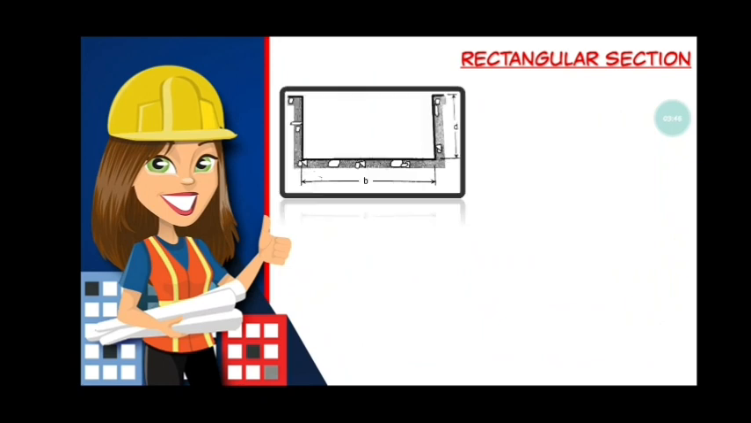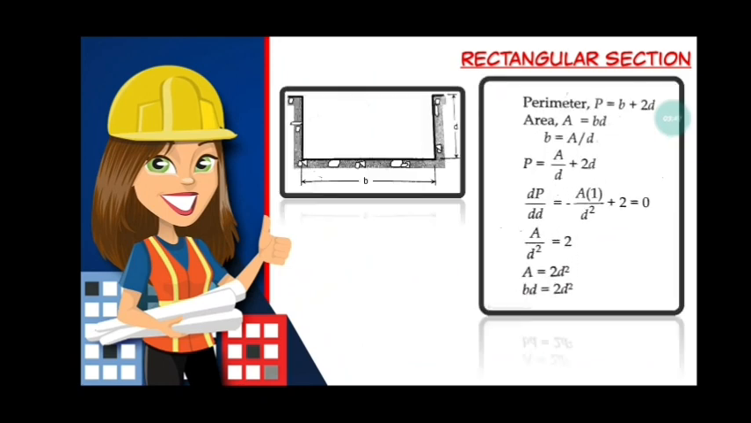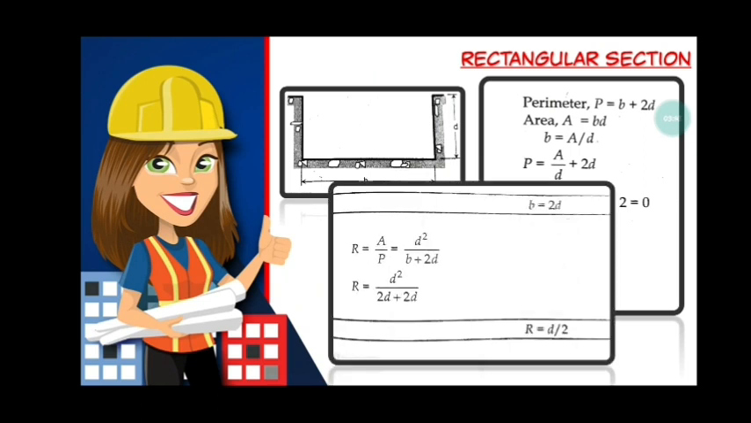This is the derivation of proportions for the rectangular section. It is clear that the rectangular channel will be most economical when either B is equal to 2D or R is equal to D over 2.